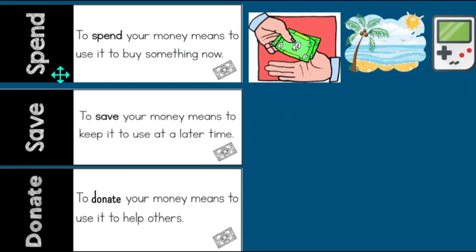Let's start with spend. So, to spend money means to use it to buy something now. Let's say you do a job or you trade something or you're gifted some money and you want to spend it. So, there are three different ways that you can spend your money.